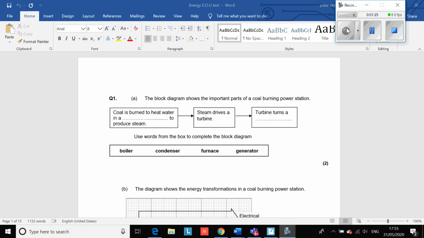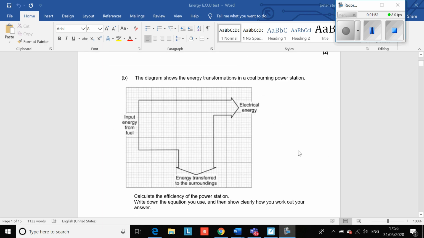Okay, so welcome back. The first thing to do was you had to pick the correct word from the box to go in the space. So coal is burned to heat water in a furnace. That generates steam. Steam then drives a turbine, and a turbine turns a generator. So it's furnace and generator that you wanted. So 1 mark for each correct answer. The second question was this one.